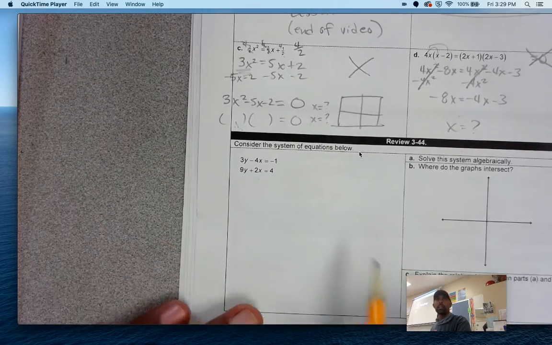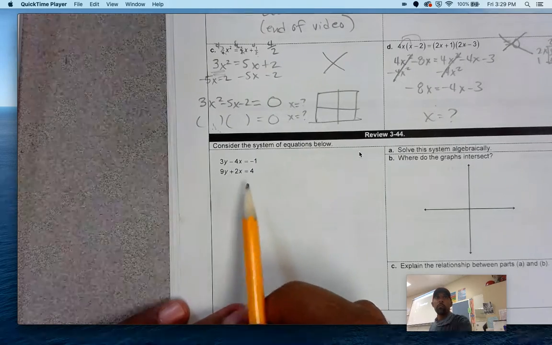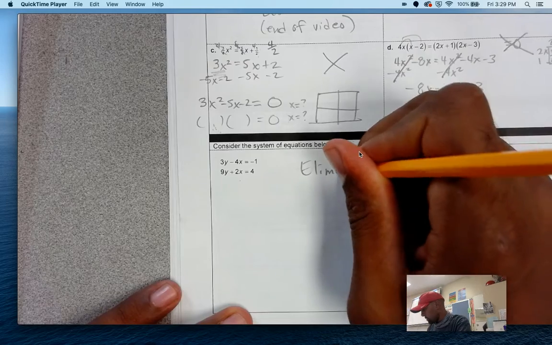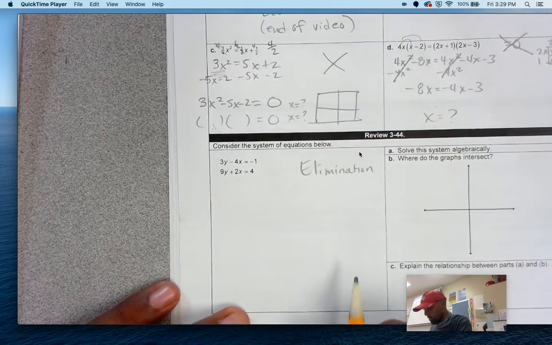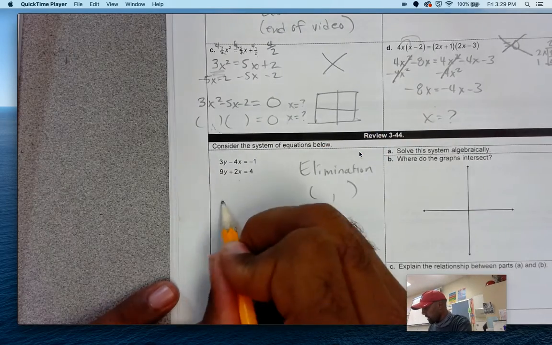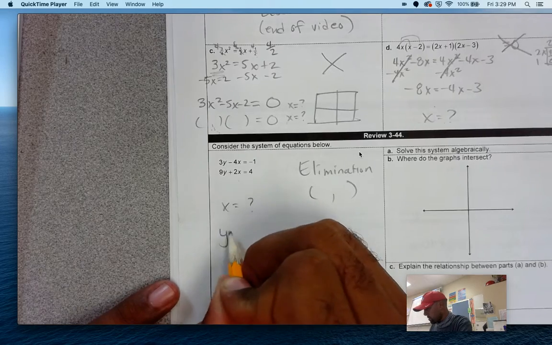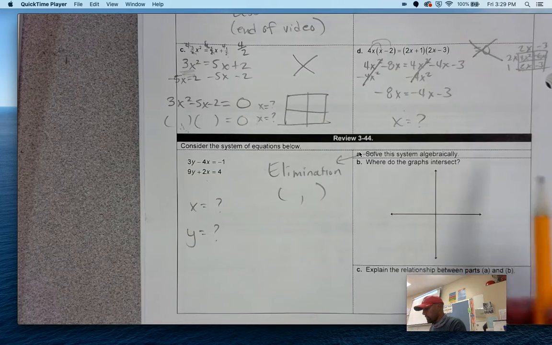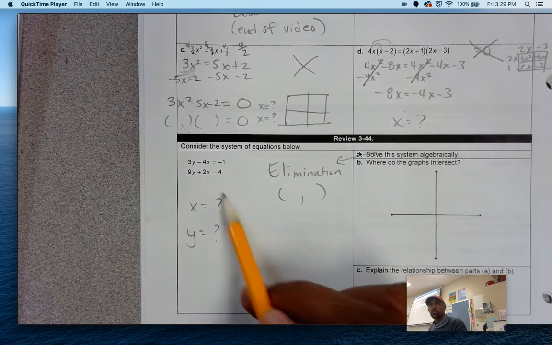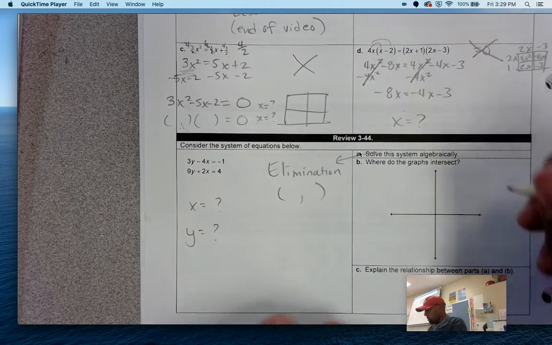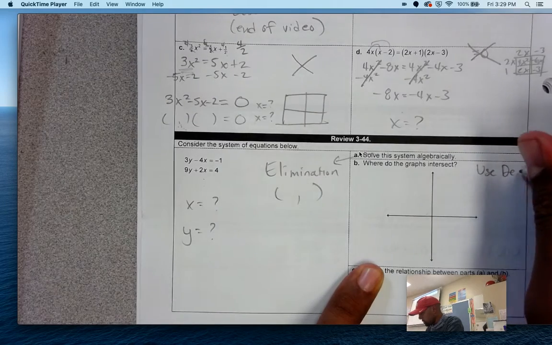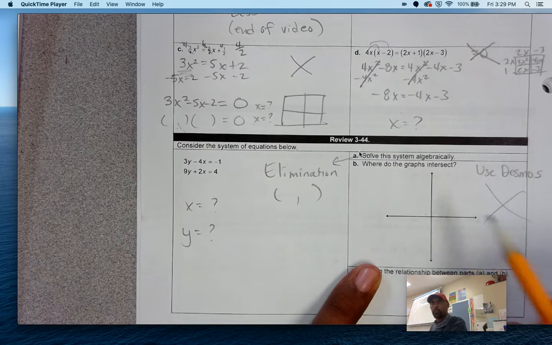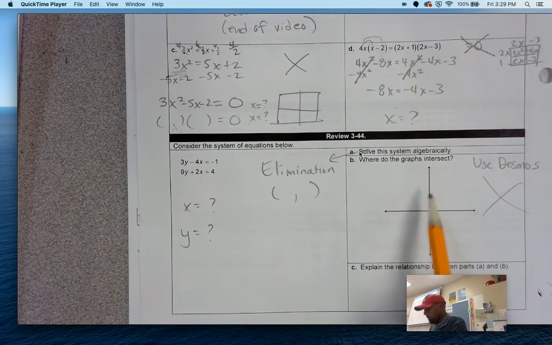Okay. All right, this last one here, standard form. So elimination. Okay, find the x and the y. Then it's asking you to do it first algebraically, and then where do these two graphs intersect? Okay, we'll use Desmos, and you're going to graph your 2 lines somewhere on here, okay? And then you're going to figure out where they intersect.